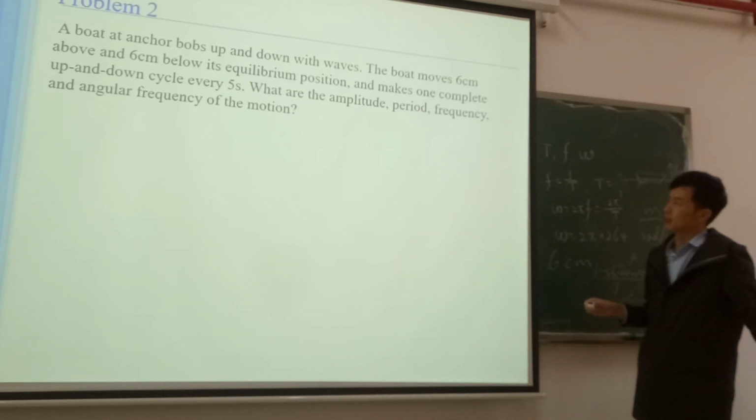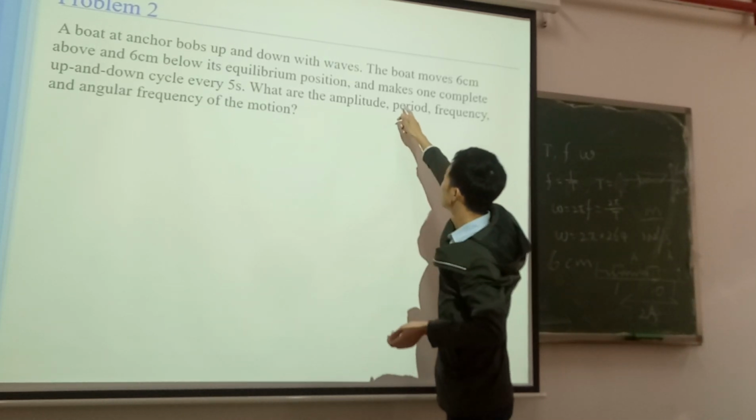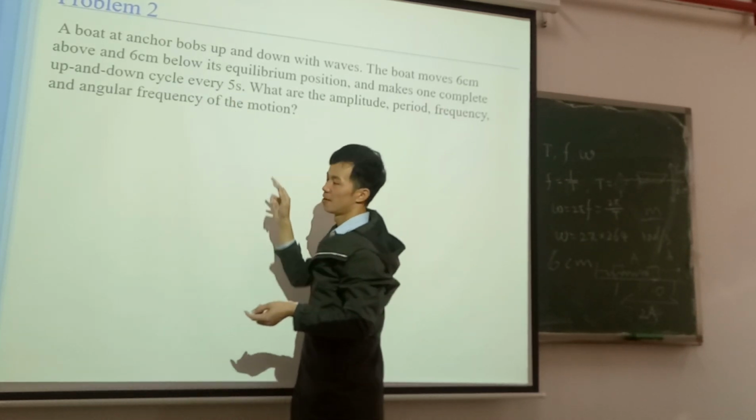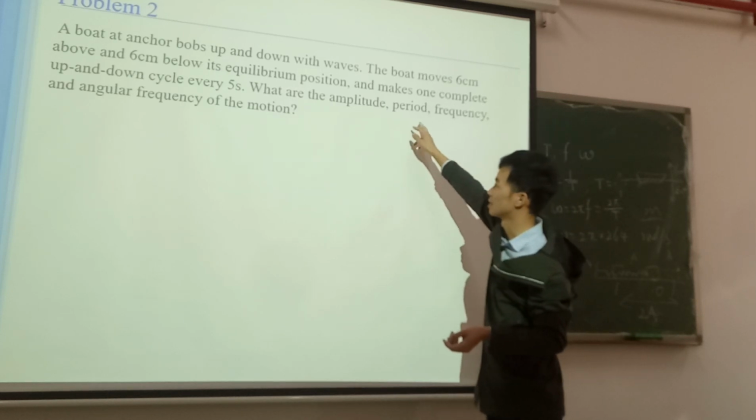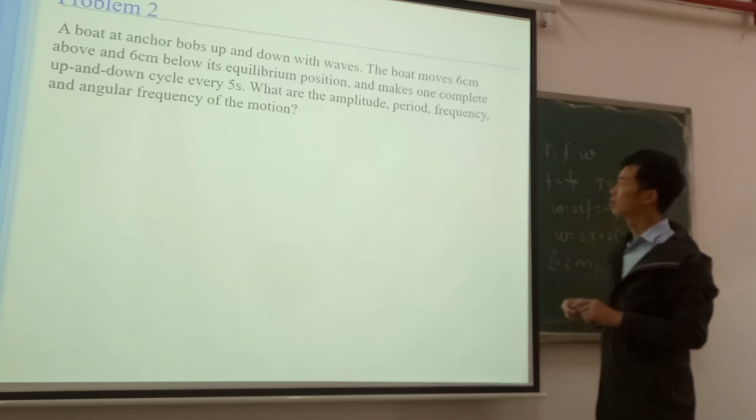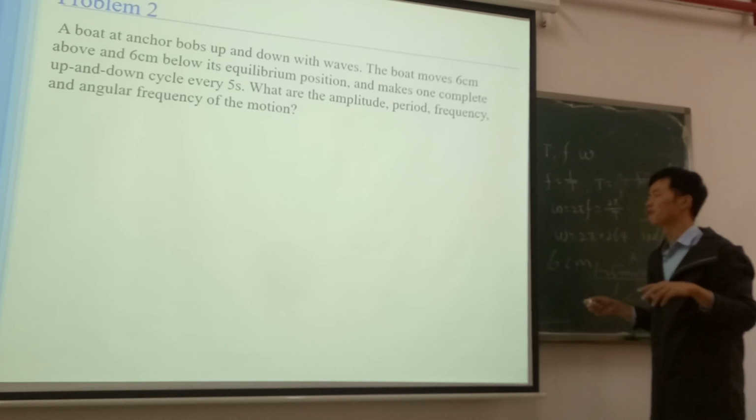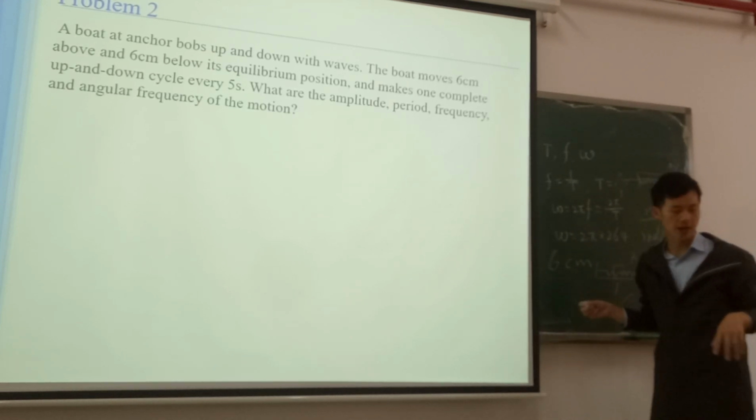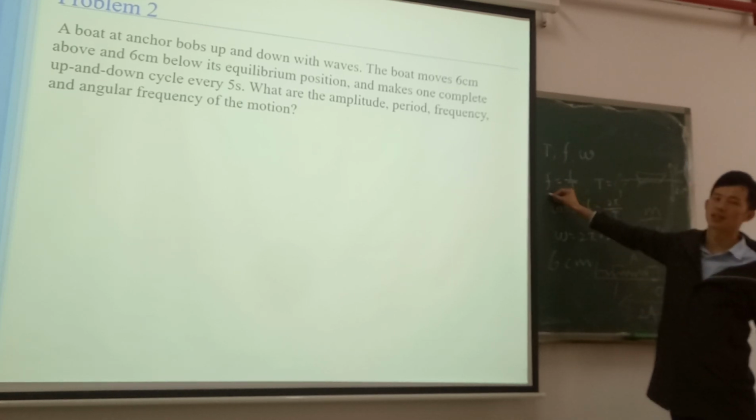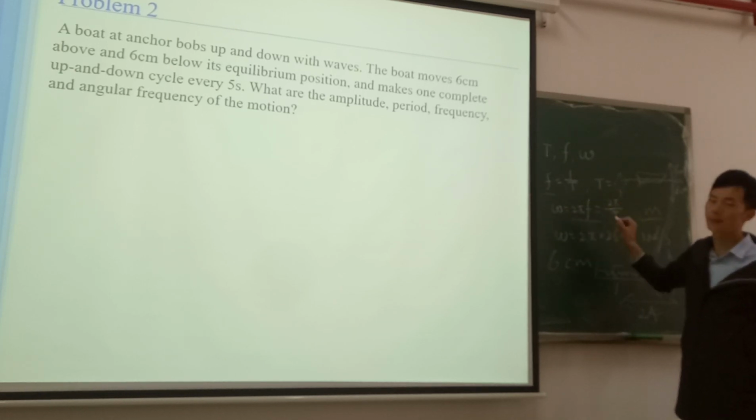The second one, the period. We know that the bottle makes 1 complete up and down cycle every 5 seconds. So the period is 5 seconds. Next, the frequency. We already know the period, so we can find the frequency. f is equal to 1/T, and the angular frequency is equal to 2 pi f.